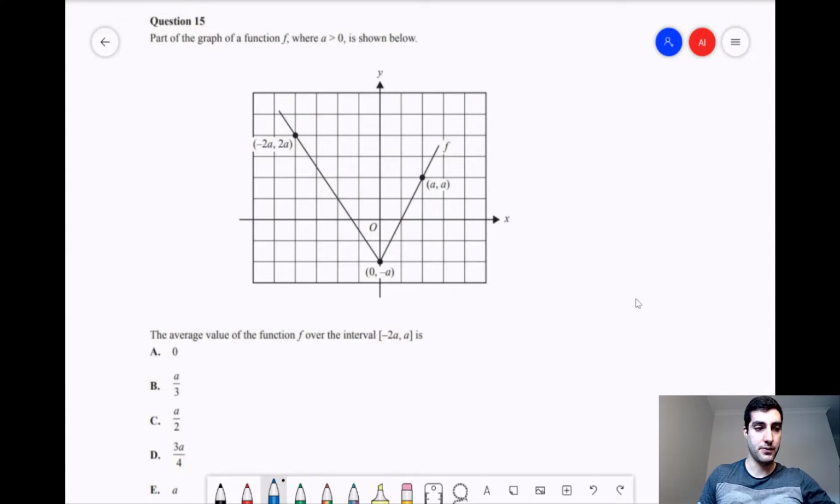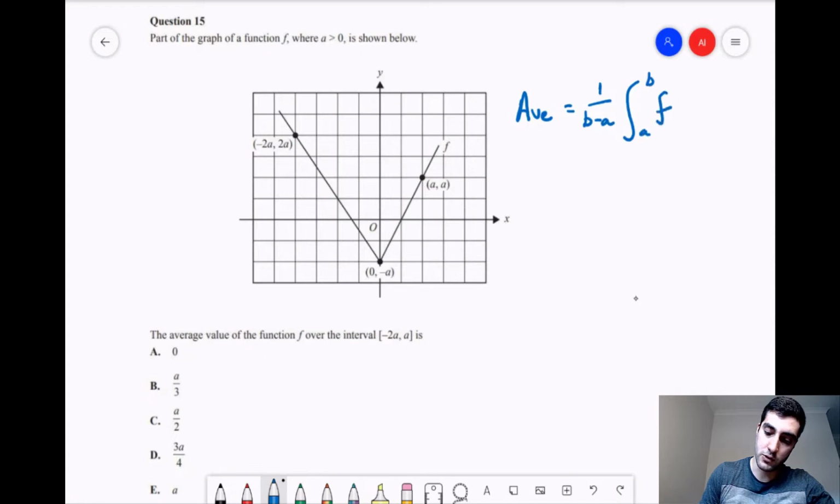So we're going to start off this question by using the average value formula. So we know the average value in general would be equal to 1 over b minus a, over the integral between b and a of a function f of x dx, where b marks the right side endpoint and a is the left side endpoint. So it sort of spans the region from a to b.